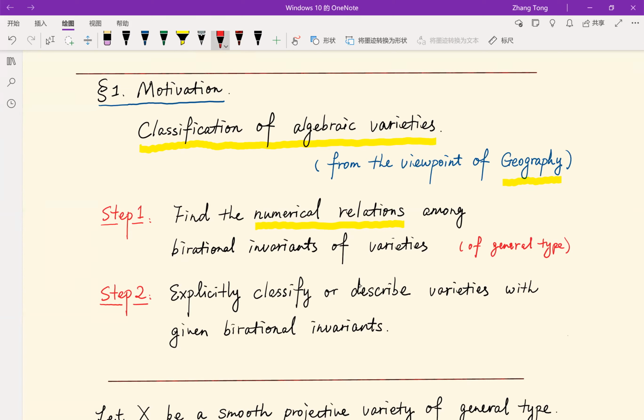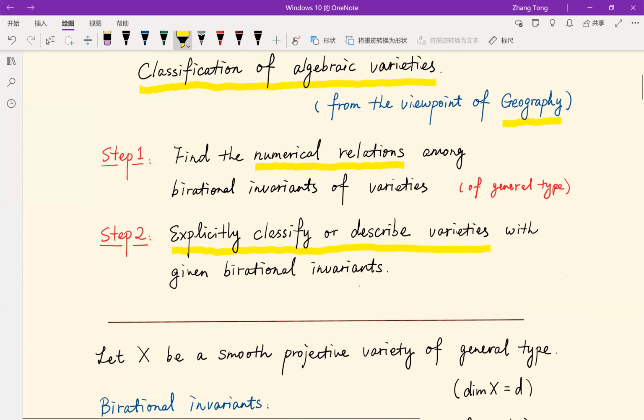And the second step is to use this relation to classify or describe some varieties that you may be interested in. So I write this explicitly: classify or describe varieties, and the method is using these numerical relations. In the next page, I want to explain what are the birational invariants that we are interested in.